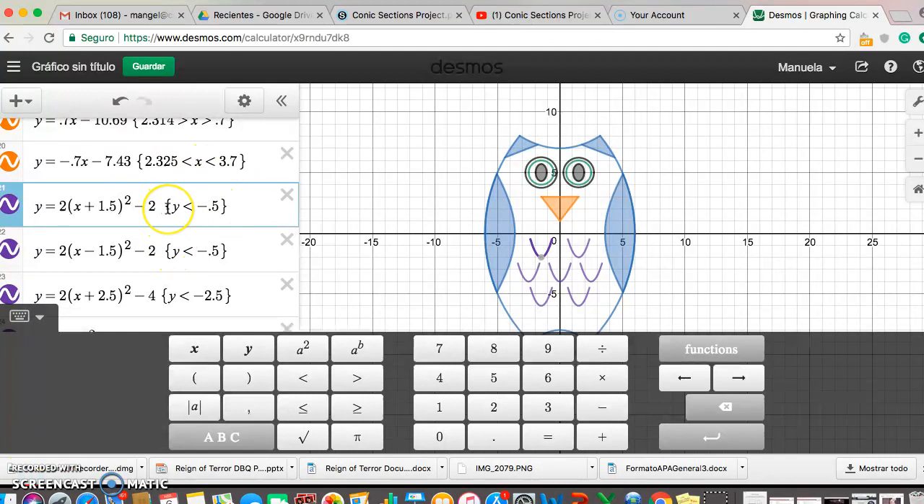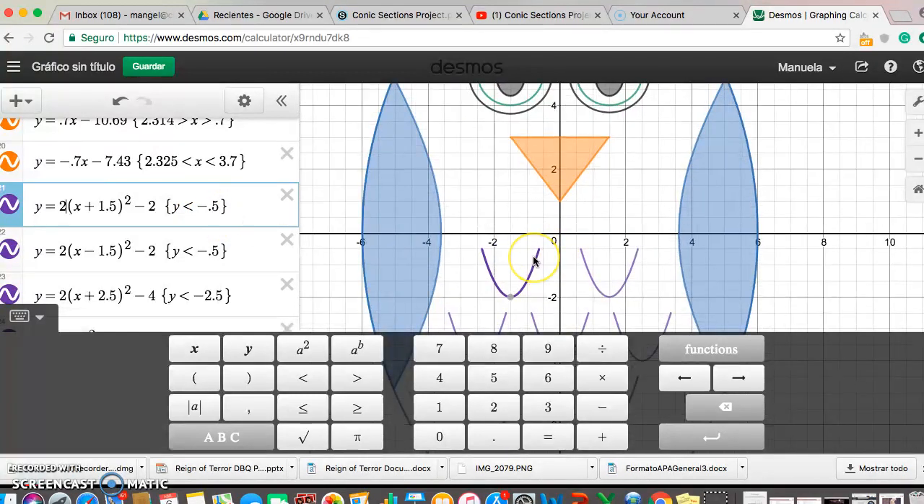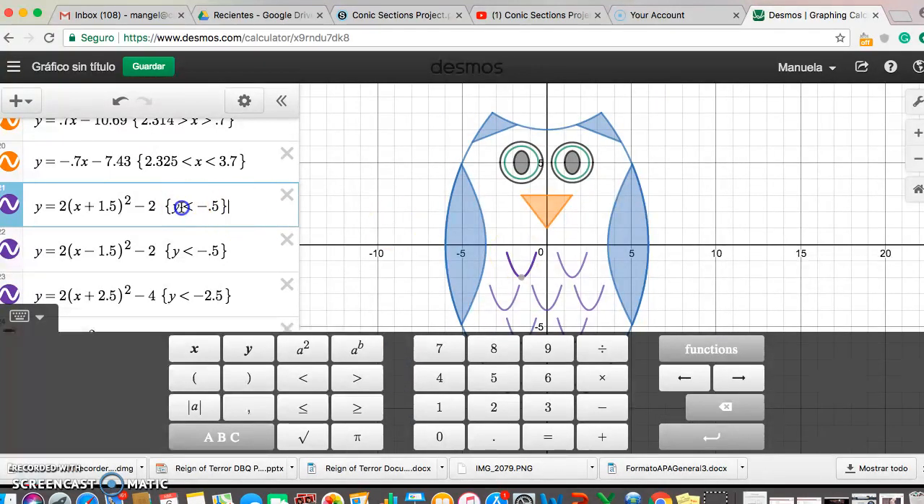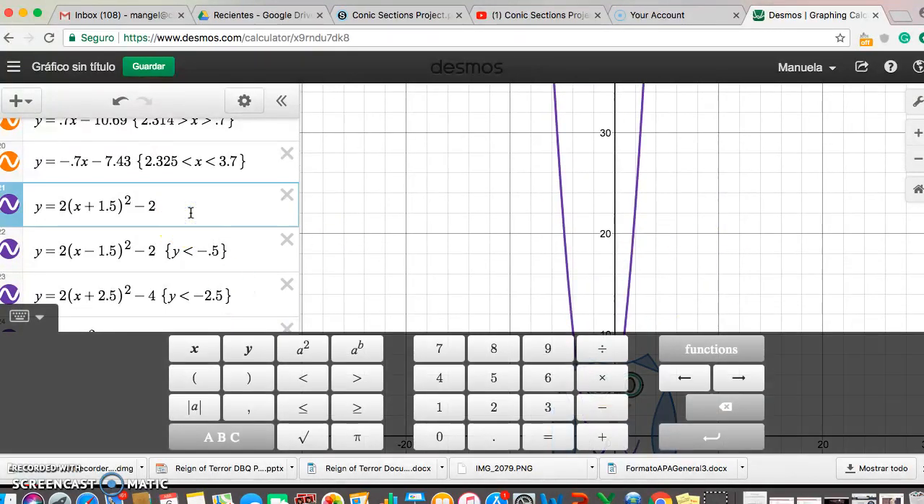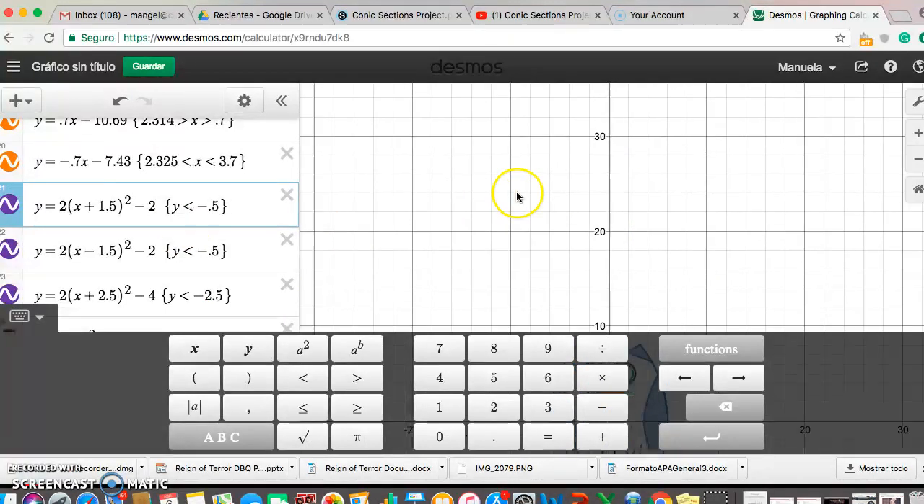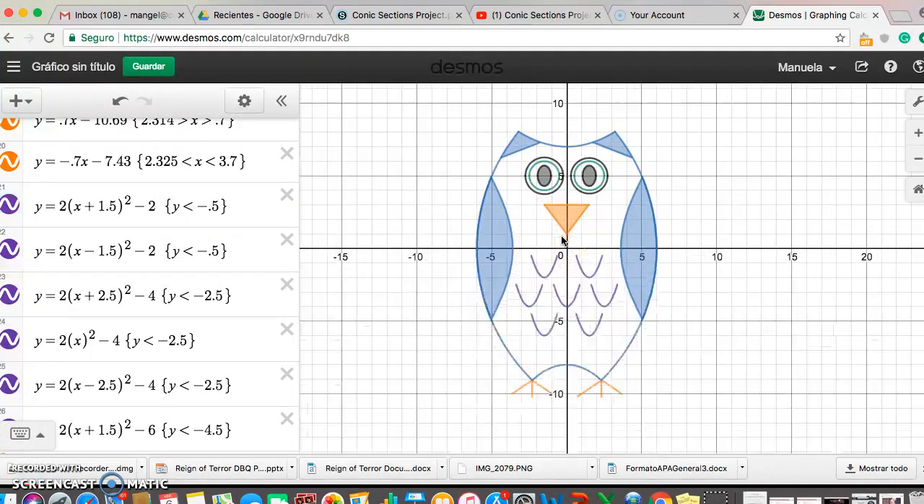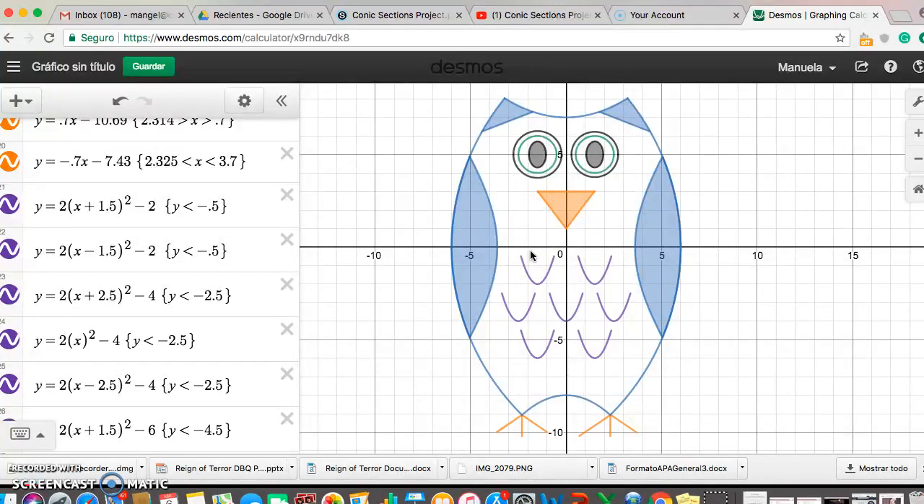I also restricted the domain and range to y is less than -0.5. So the parabola wouldn't go on forever. For example, if I take this away, the parabola will just go on forever. But by restricting it, it will just stop at the point I want it to stop, which is the line that y is -0.5.